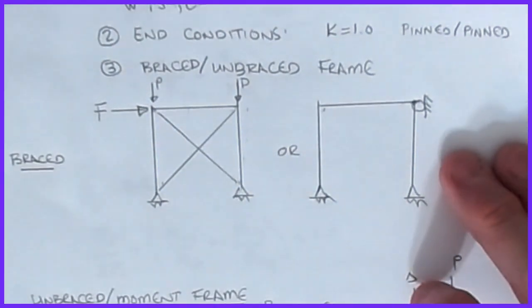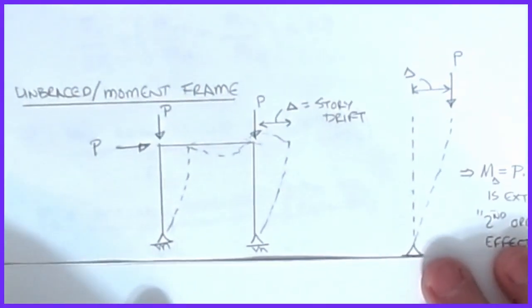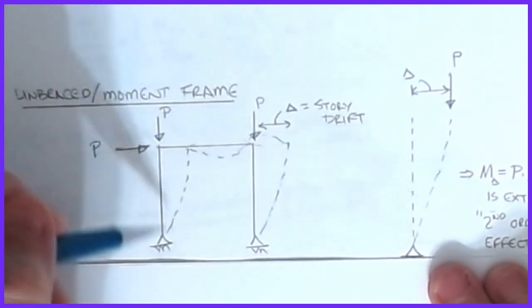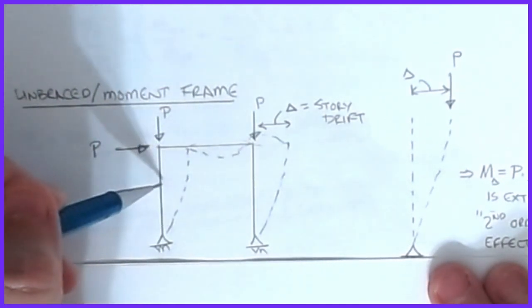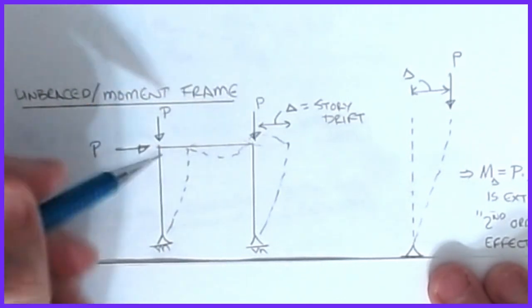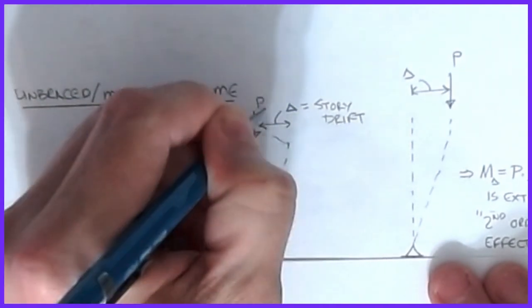Unbraced is a little bit uglier. The idea is that an unbraced frame, what we call a moment frame, basically relies on the moment capacity of the columns and the beams to keep this system from drifting. So imagine that I've got a couple of different P's here, so let's do a P2 and a P2.